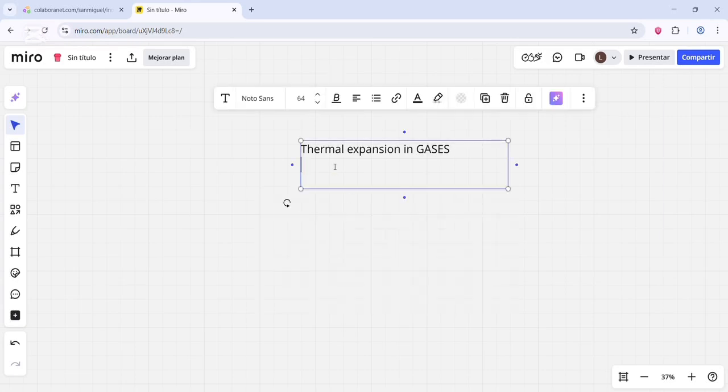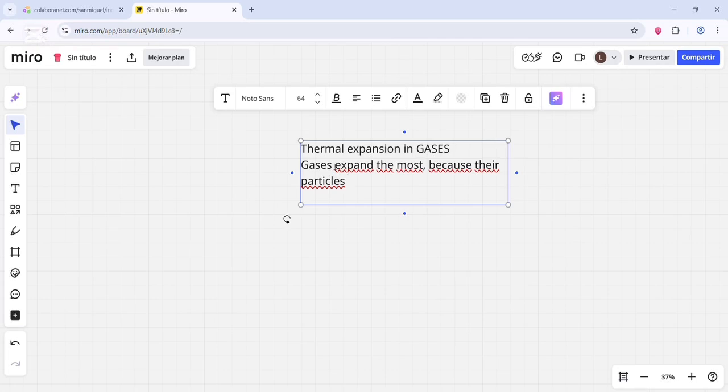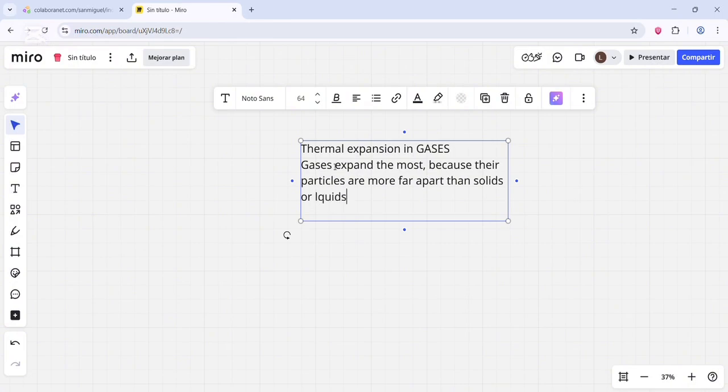In the case of the gases, they expand the most because their particles are more far apart than solids or liquids. And they move freely.